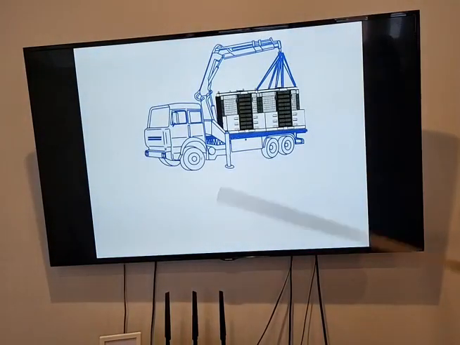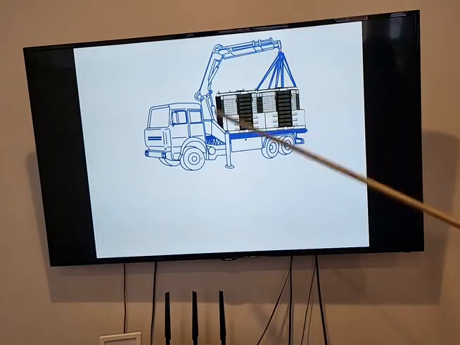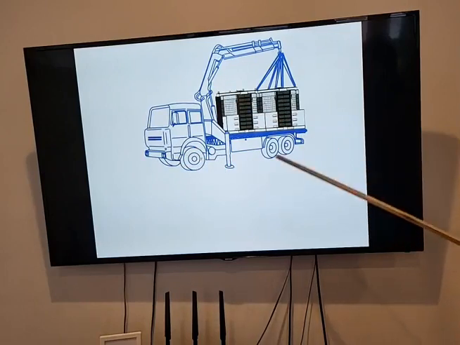Okay, this is my idea. This is the Bsdoa system. Two big beehives with a crane on the lorry, the truck. Okay.